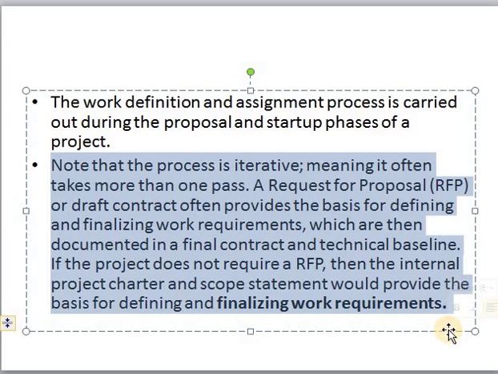The important point is that it's not a linear process. The work definition and the assignment process is not a sequential activity or task. It is an iterative process, meaning it will not take place in one pass. A request for proposal or draft contract often provides the basis for defining and finalizing the work requirements, which are then documented in a final contract and a technical baseline.